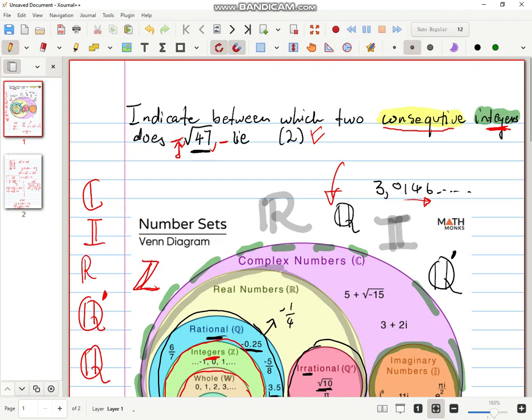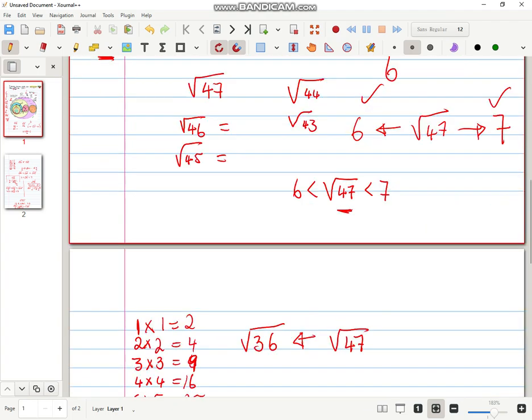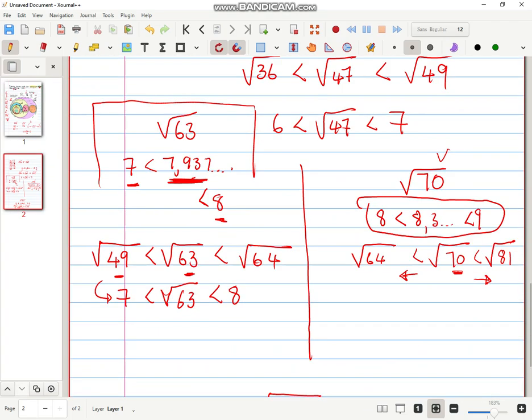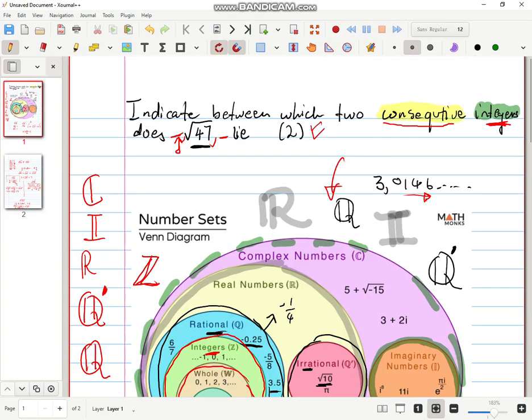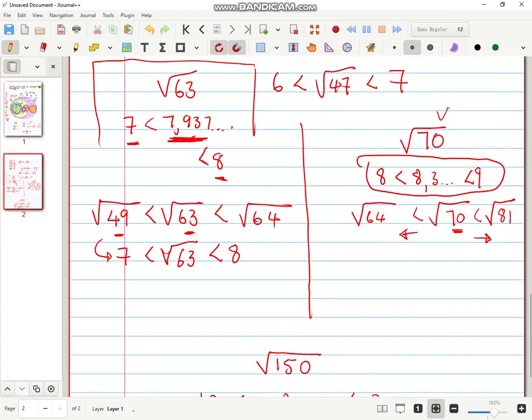They are always going to follow each other, right? So after watching this video, you shouldn't fail any question that says find the two consecutive integers. It should be straightforward, right?